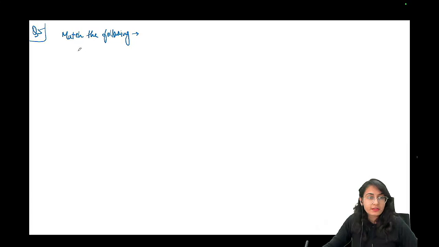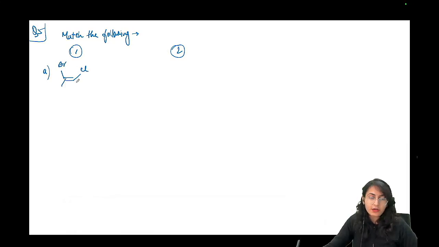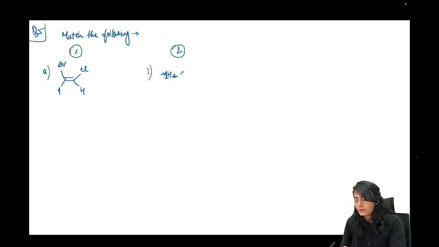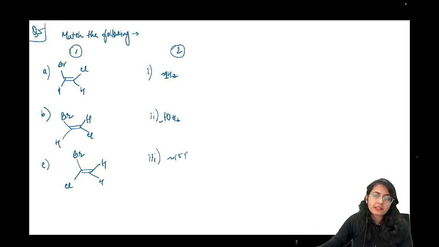ठीक है? So this is our list 1 and list 2. The molecule A looks like this. Br, Cl और ये दोनों hydrogen है इधर. And option 1 I'm writing approximately 1 hertz. This is 1 hertz I'm writing, okay? Is 10 hertz approximately. Option number C is approximately 15 hertz.